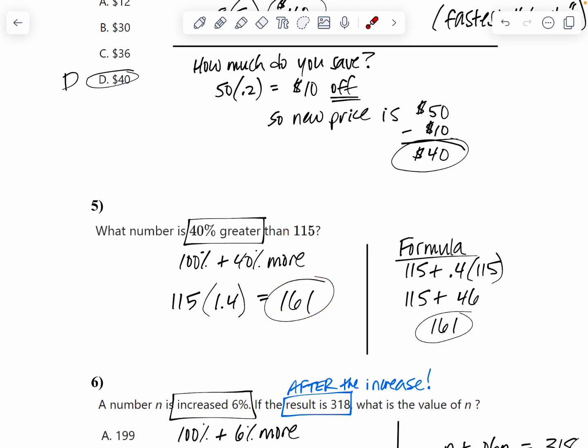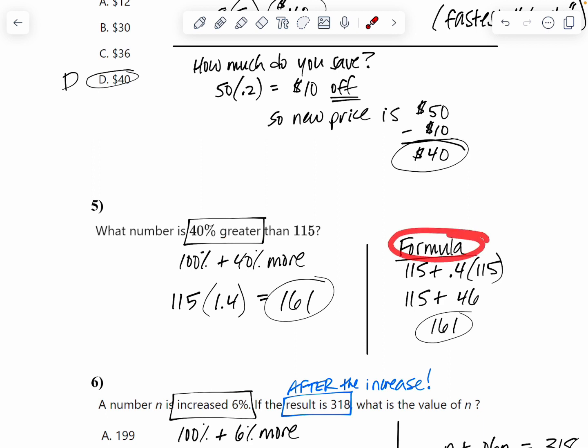So make sure if this is a multiple choice question, remember some answers are multiple choice and some of them are type your answer into a box. Maybe if this were a multiple choice question, you could eliminate some numbers that were less than 115 because you know that you're trying to increase the 115.